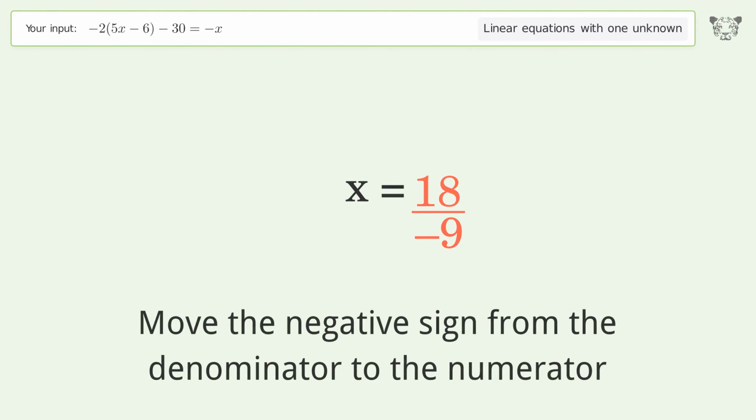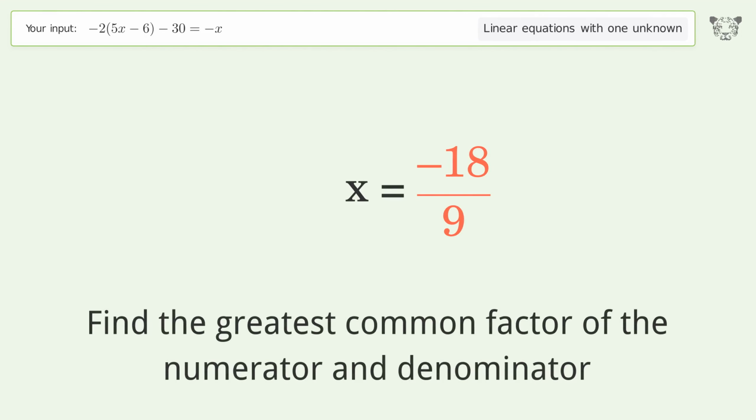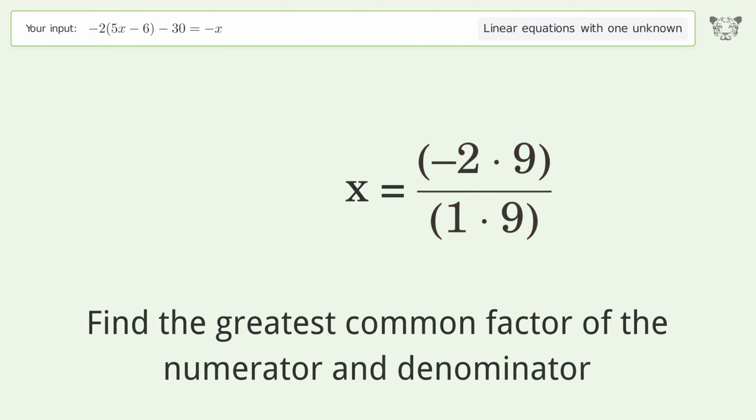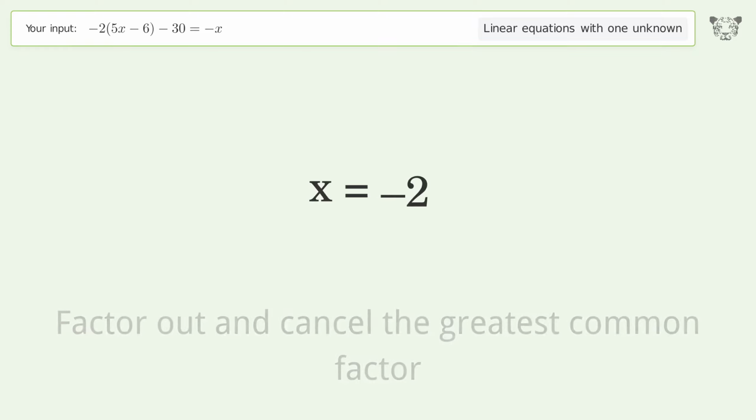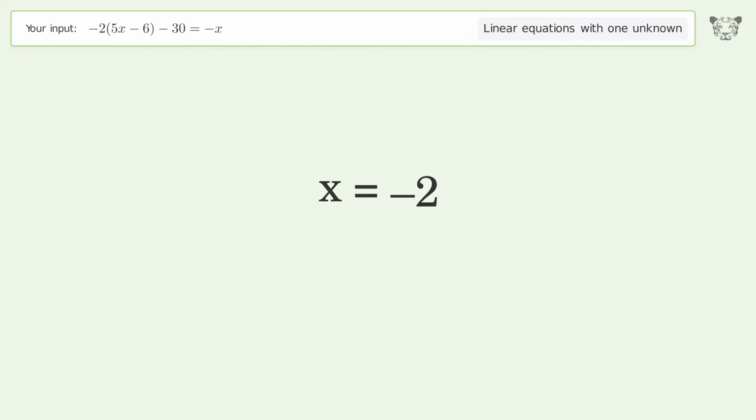Move the negative sign from the denominator to the numerator. Find the greatest common factor of the numerator and denominator. Factor out and cancel the greatest common factor. And so the final result is x equals -2.